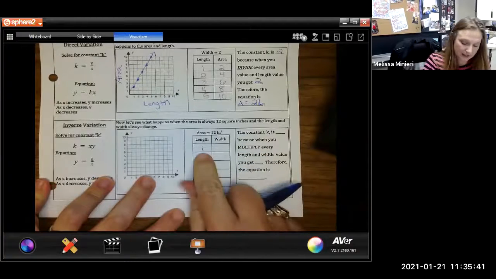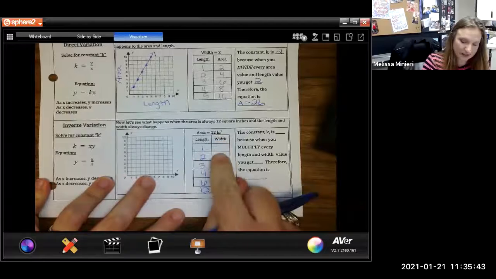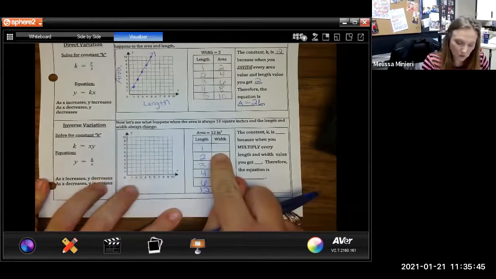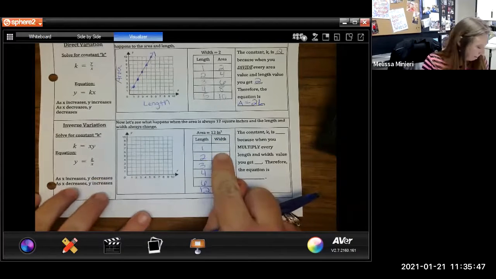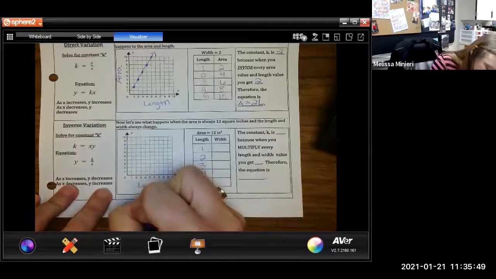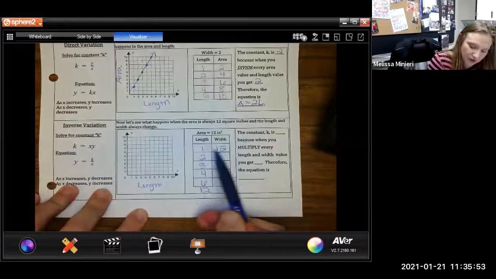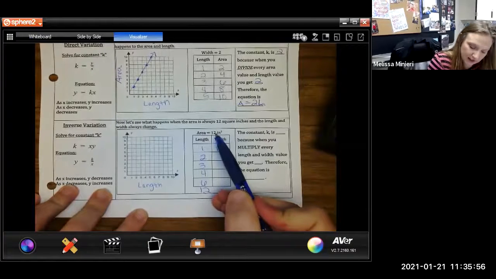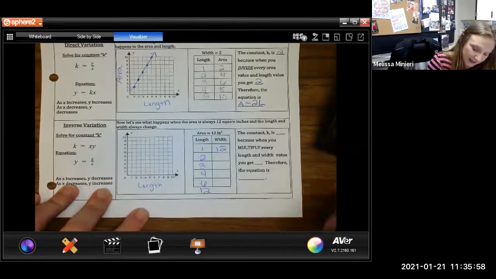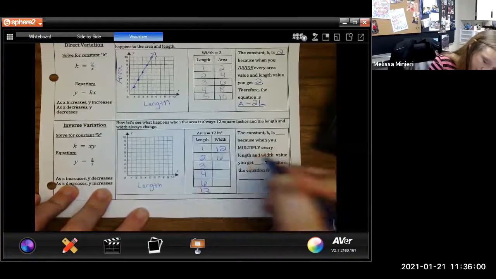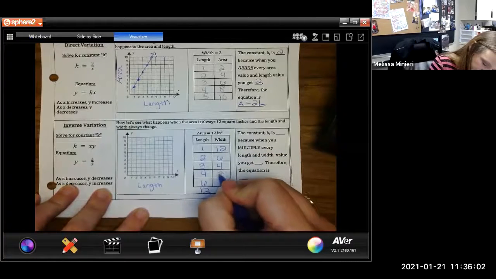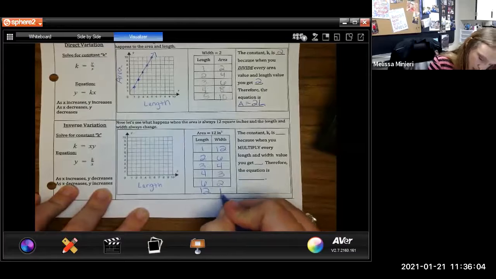So knowing if my length is 1 and my area has to be 12, what does that make my width? What would I have to keep that at? 12. Yeah, it would be 12 because we know that these have to multiply together to get this constant of 12. And again, this one would be 6, 4, 3, 2, and 1.